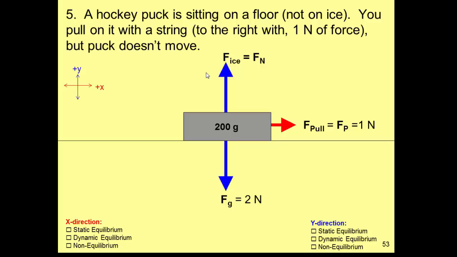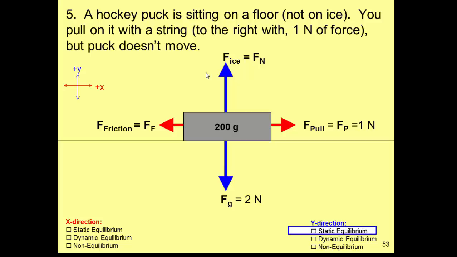What other forces are acting on this? Well, we have to have more forces than this because the hockey puck does not move. With our red force here, if this is the only force that I had on here, this puck would be accelerating to the right because we have an unbalanced force to the right. So we need a balancing force to the left to keep this from moving. This is static equilibrium in the x direction after all. So what is that force? Well, of course, that's friction holding it back.